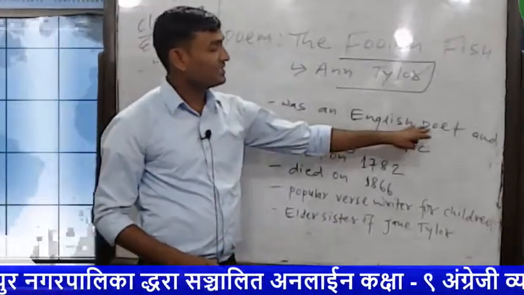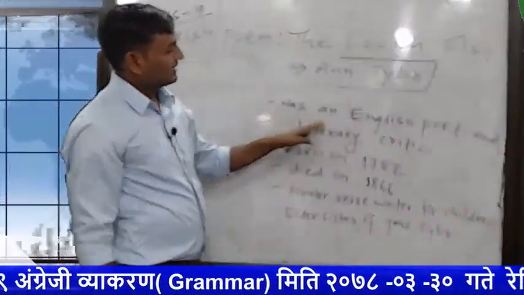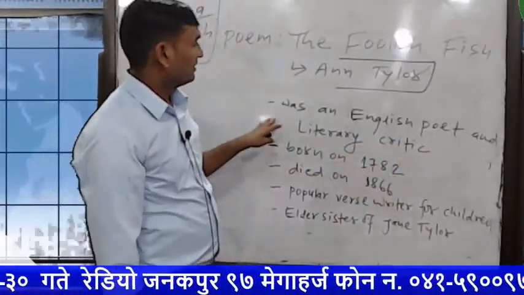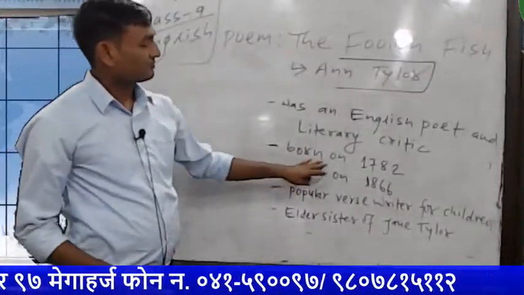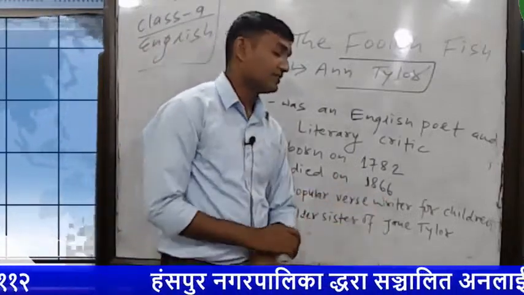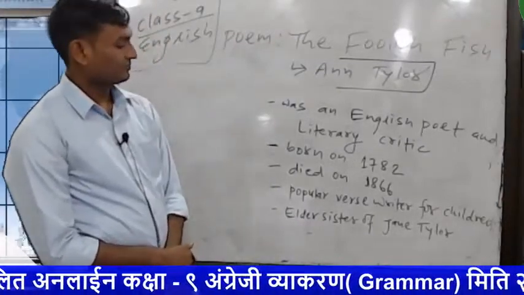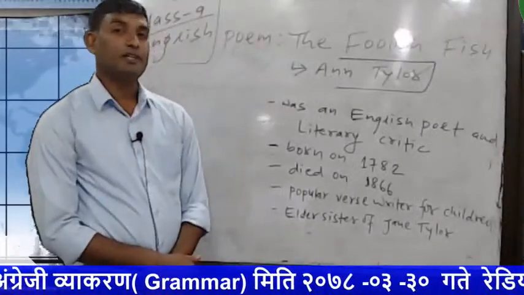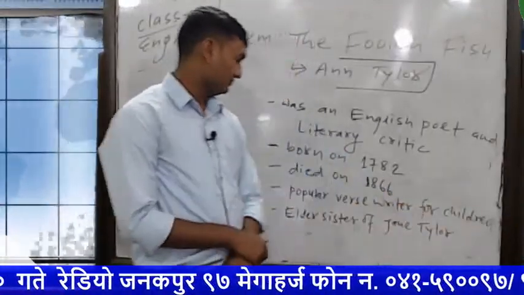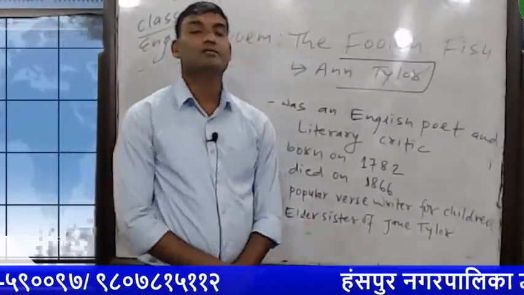Anne Taylor was an English poet and literary critic. She is female, and she was born in 1782 and died in 1866. She was popular among children, and she wrote popular verse for children, and she was the elder sister of Jan Taylor.